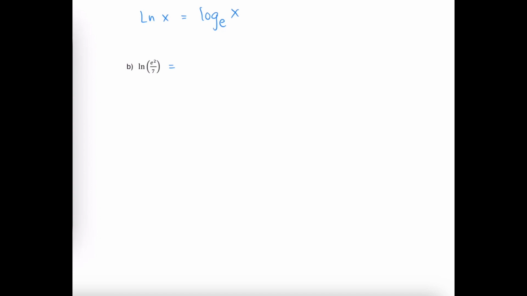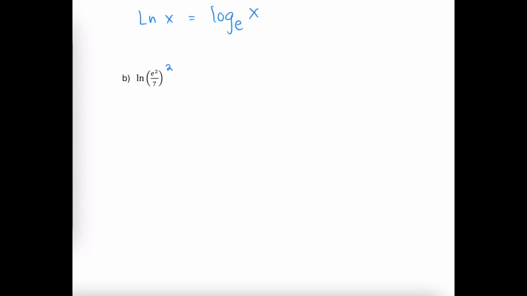Now, when we have a quotient, we're going to be dealing with that quotient first. And the reason for that is because while we do have an exponent power 2 here, that exponent is not a power on the entire argument.